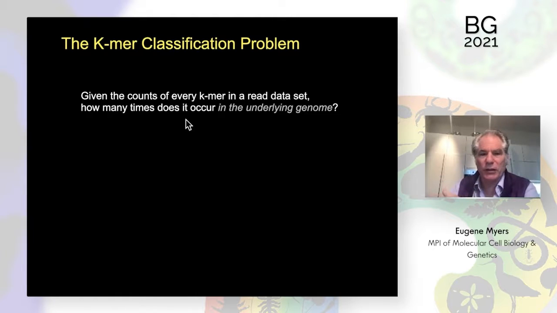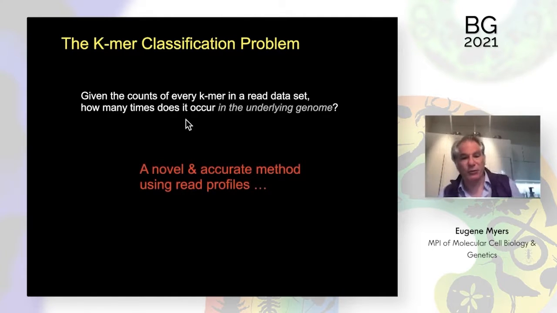Given the k-mers and their counts in a shotgun data set, what we would like to know truly is how many times each k-mer occurs in the underlying genome. In other words, does it occur twice for a k-mer occurring once in each haplotype of a diploid genome? It occurs once for a k-mer occurring in only one haplotype, or it would occur 0 times for a k-mer that contains a read error. We call this the classification problem, and Yoshihiko will now present a novel and accurate method using read profiles.